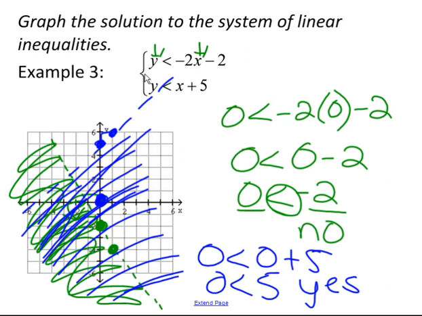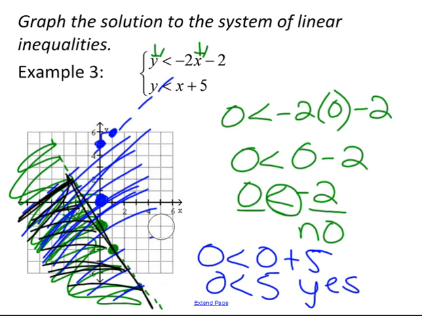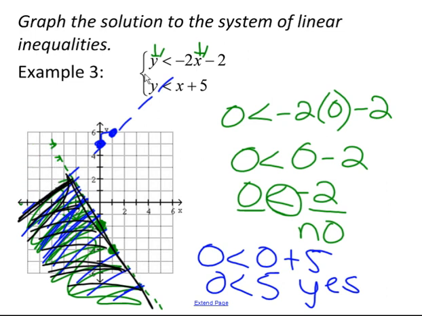Okay, and the answer. The answer is where the green and the blue shading overlapped, which is in this area. I'm not going to go and shade it, but that area right there. So anything that doesn't have double shading has to get erased. So we're going to erase all of this blue here. And we got to erase this little bit of green right here. And that would be our answer.